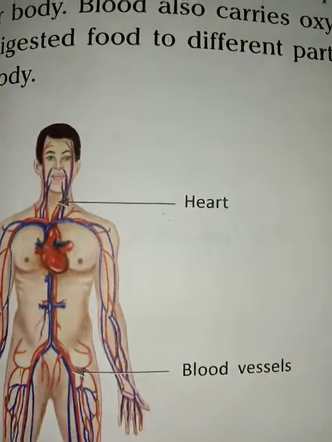Okay. Now clear? So student, today I explained respiratory system and circulatory system. I hope it would be clear. Okay, now homework. Read today's topic carefully. Have a nice day. Thank you.